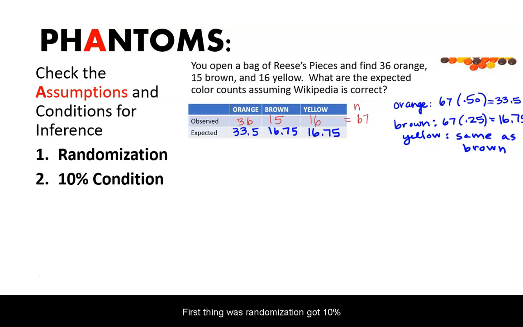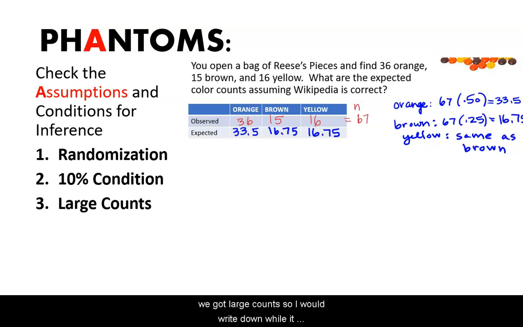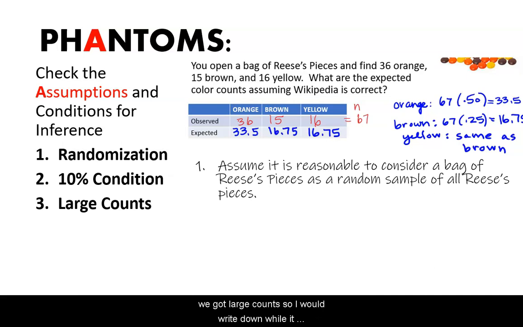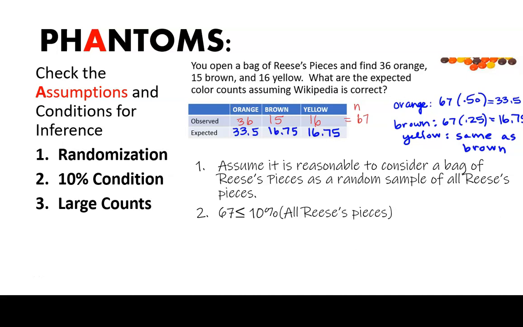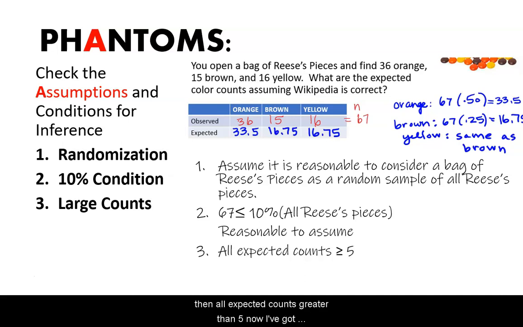First thing was randomization. We've got 10%, we've got large counts. So I would write down, well, it doesn't say that this is random, but I am talking about a bag of Reese's Pieces that I'm assuming could be considered a random sample of all Reese's Pieces. So this bag was bagged at a factory somewhere that it could be considered a random sample. 67, which was my total, that would be less than 10% of all Reese's Pieces. I think that's very reasonable. And then all expected counts greater than 5.